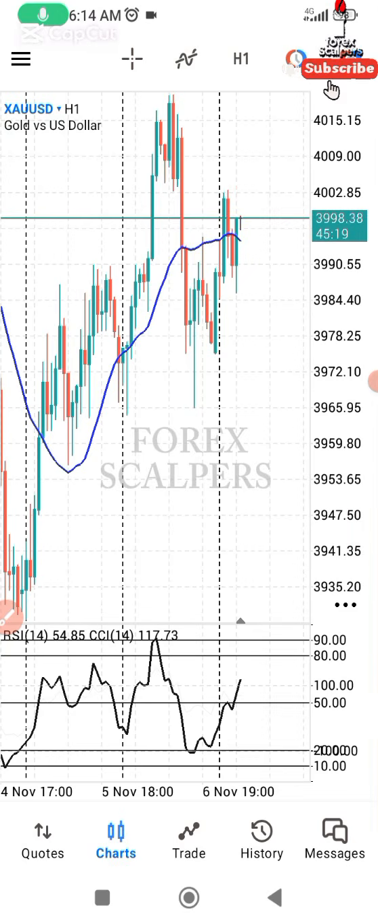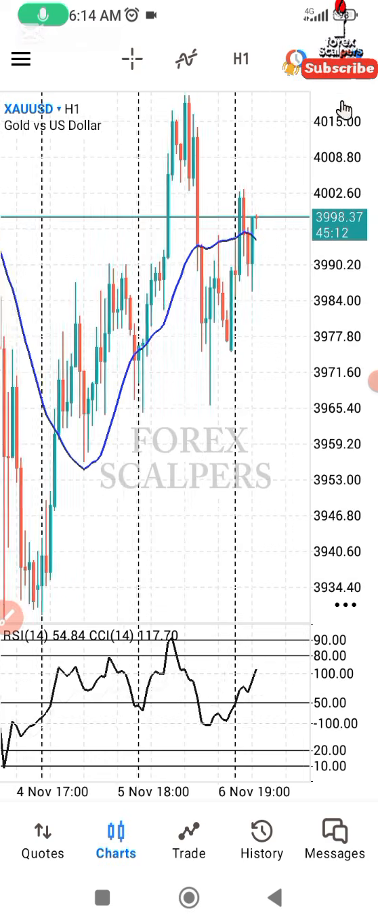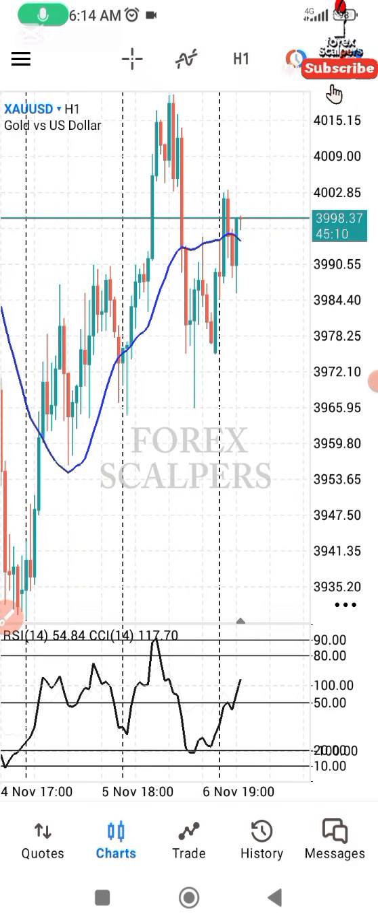Hi, this is a 15-minute gold scalping strategy. I'm going to be sharing with you how exactly you can scalp gold on your 15-minute time frame.